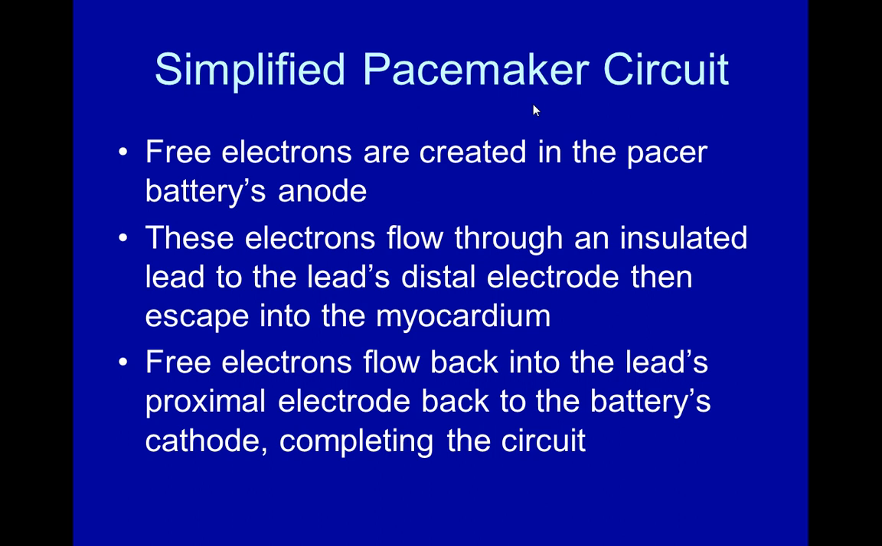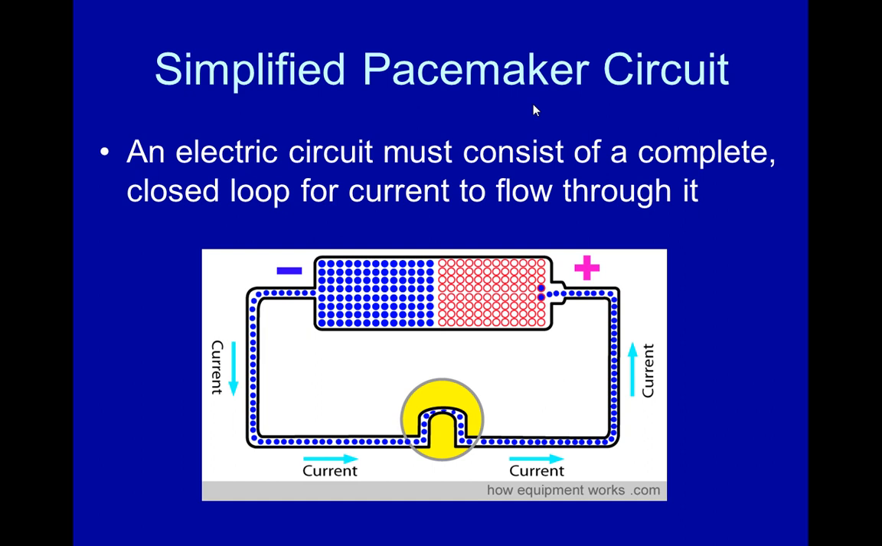Now, if you think of a simplified pacemaker circuit, free electrons are created in the pacemaker battery's anode, and then these electrons flow through an insulated lead, through a conductor, to the lead's distal electrode, and then those electrons escape into the myocardium, hopefully capturing the myocardium, and then the free electrons flow back into the lead's proximal electrode and back to the battery's cathode, completing the circuit. And that's just the general concept of electricity.